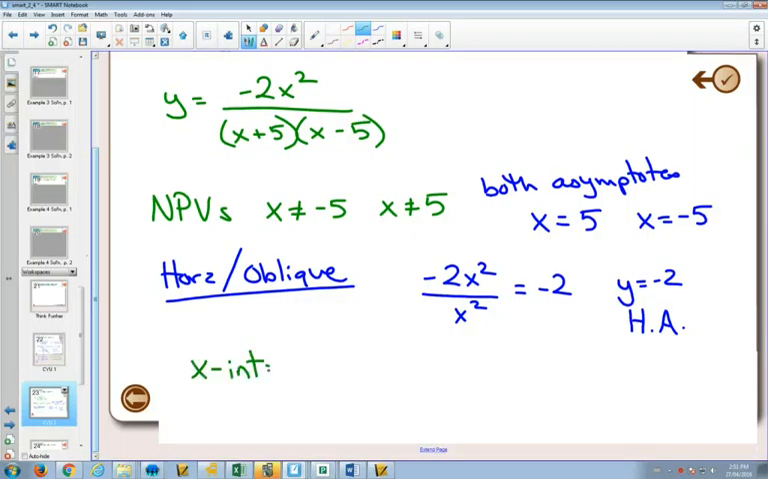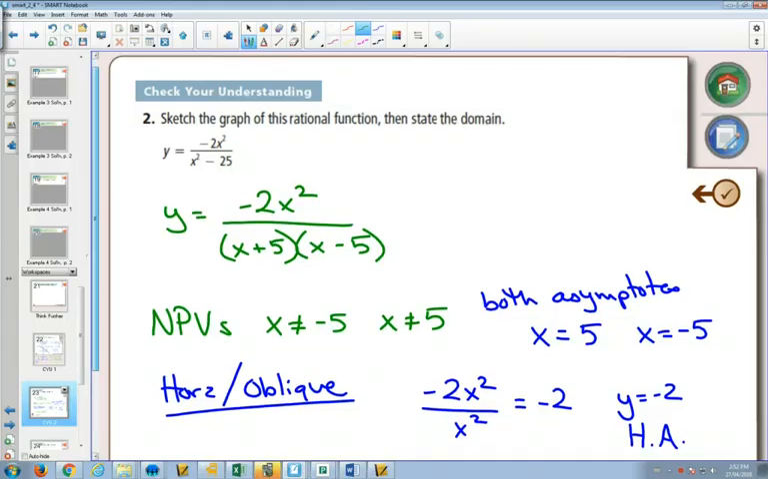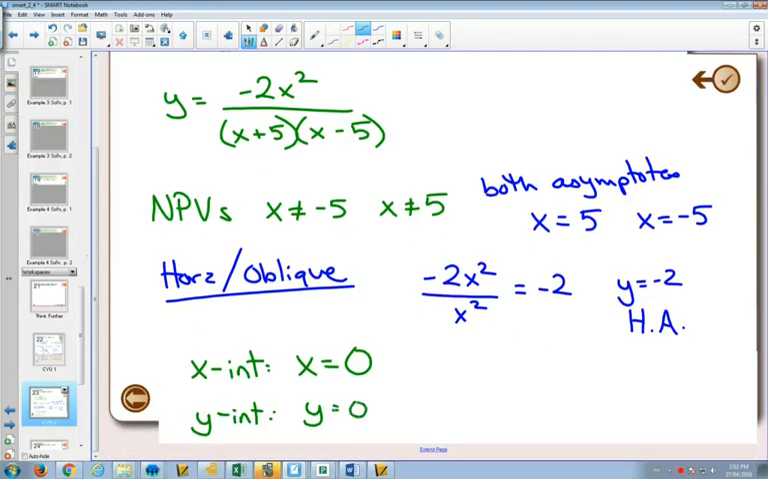Our x-intercept, would our fraction ever equal 0? In order for a fraction to equal 0, the numerator has to equal 0. When does that happen? When x is 0. What about y-intercepts? The y-intercept happens when x is equal to 0. That's often easiest to figure out with your original equation. Plug in 0 for x. What do you get? 0. So in this case, our x-intercept and our y-intercept are the point (0, 0) for both of them.